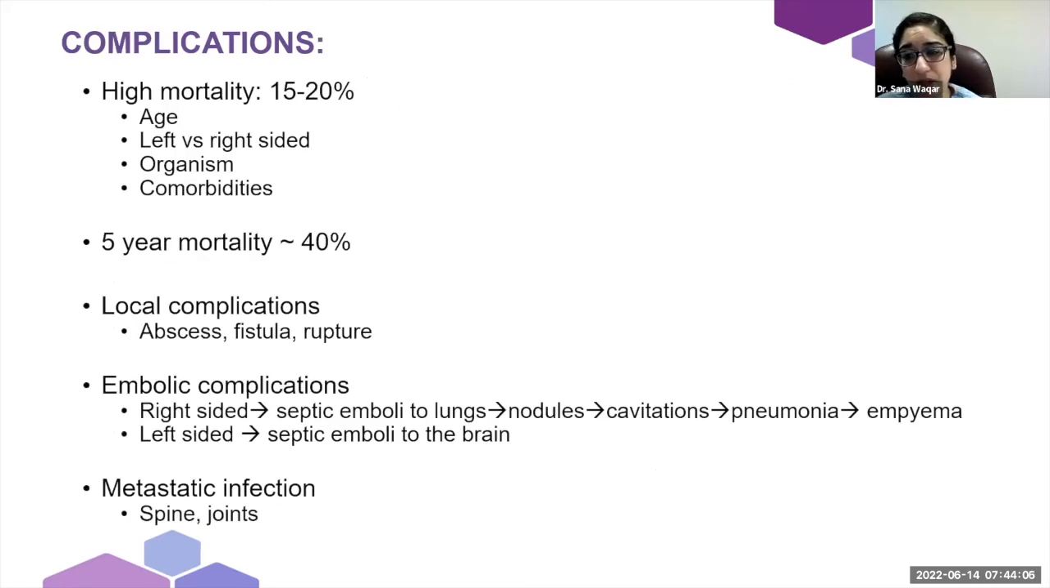Complications, higher mortality in older extremes of age, left-sided endocarditis more aggressive than right-sided endocarditis, and what organism they have. So with higher virulence organisms such as Staph aureus, our patients are at higher risk for mortality as opposed to less virulent organisms such as coagulase negative staph. Local complications, abscesses, fistula, rupture, embolic phenomena, we spoke about those, and then metastatic infections in the spine and joints.